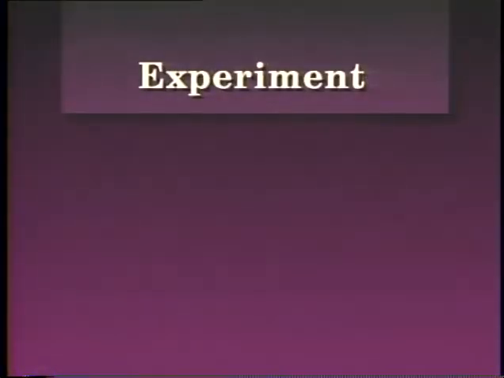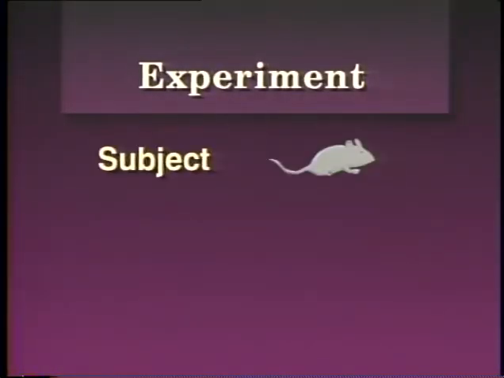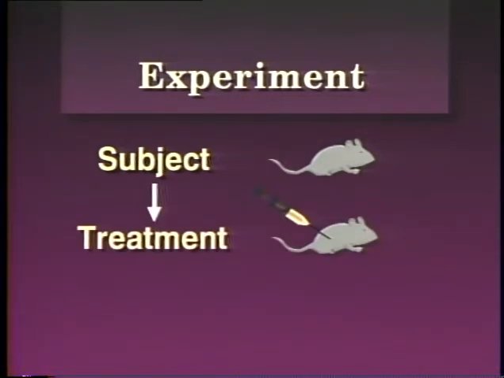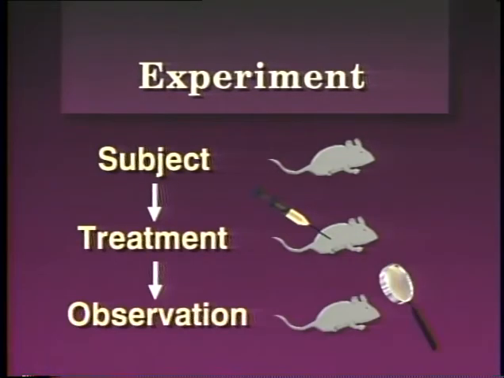Unlike observation, in an experiment you actually do something to the subjects, lobsters or people or anything being studied. What you do to the subjects is called the treatment. The purpose of an experiment is to observe and measure the effect of the treatment on the subjects in a study.